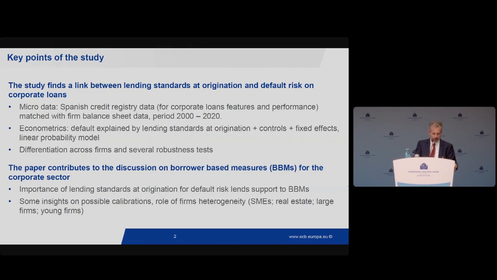So let me briefly summarize again the key points of the study, but very briefly. They find a link between lending standards at origination and default risk on corporate loans. This link is different depending on the business type of the firms, and it's very robust across the different tests that they do. And they rely on a very nice data set. It's micro data on the exposures. They use the credit registry, and then they match it with the firm balance sheet data, again from Banco de España.